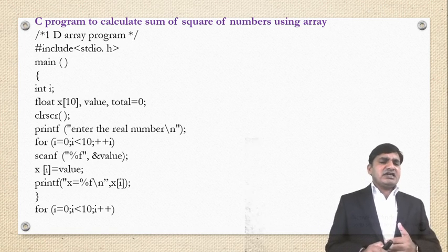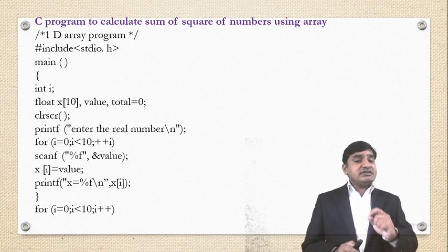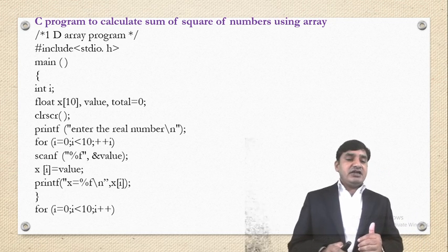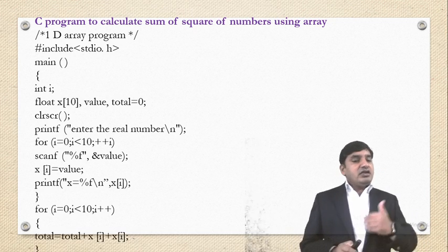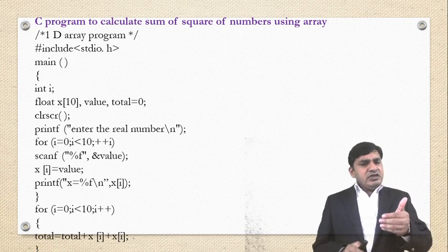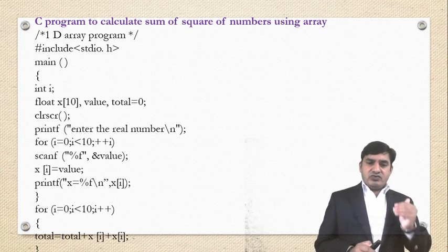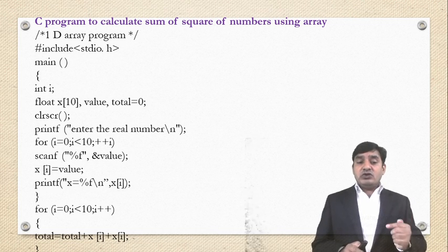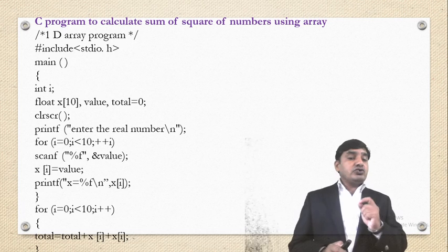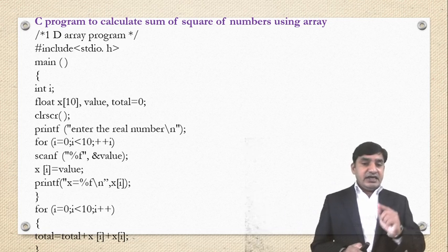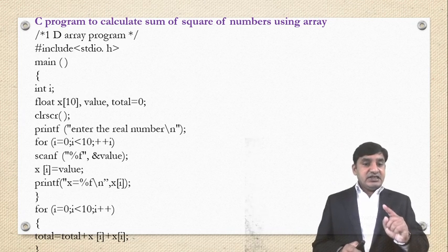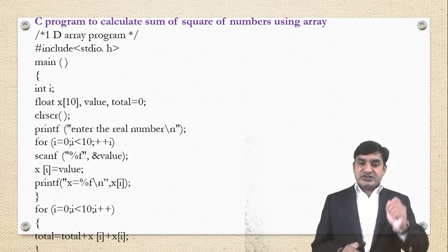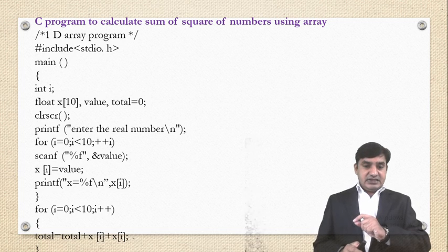Now we consider the second for loop. For that, i is equal to 0, i is less than 10, and again i is incremented by 1. Here we use a second for loop, and in this loop total is equal to total plus x[i]. This is the value entered by using the scanf function plus x[i].